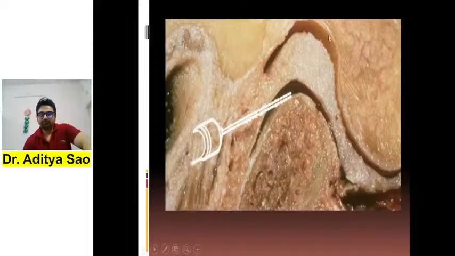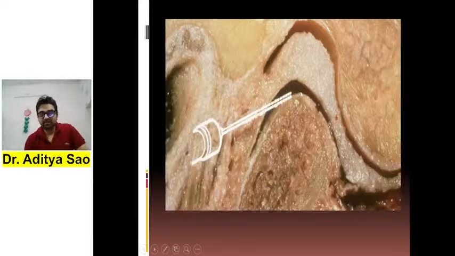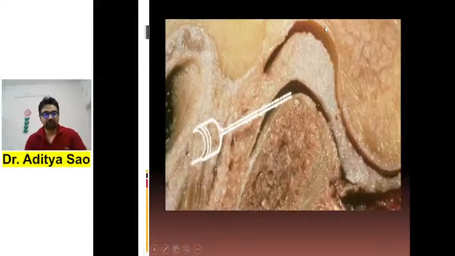This is how the anatomy of your TMJ looks like. This is the lower compartment, this is the upper compartment. The lower compartment is between the condyle and the disc, and the upper compartment is between the disc and the glenoid fossa.